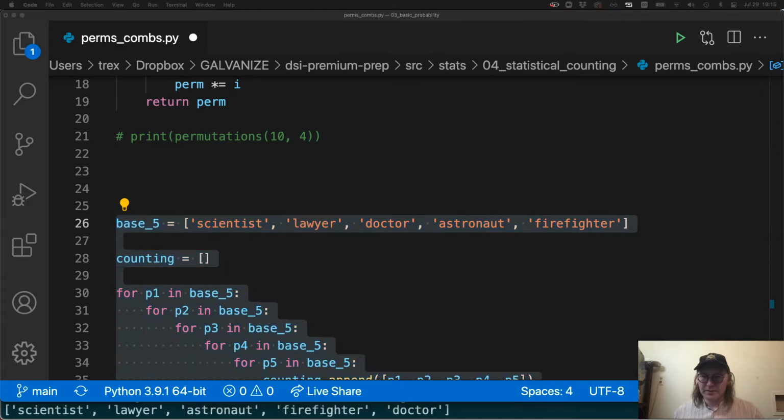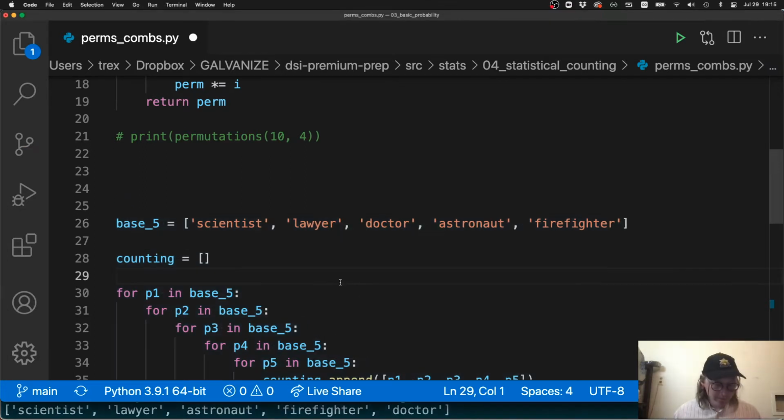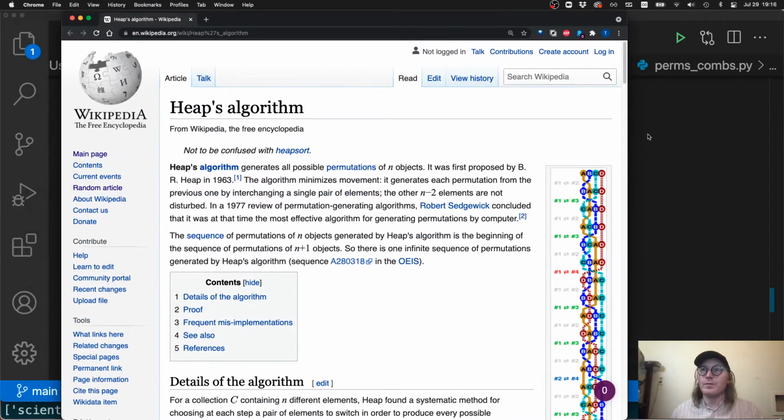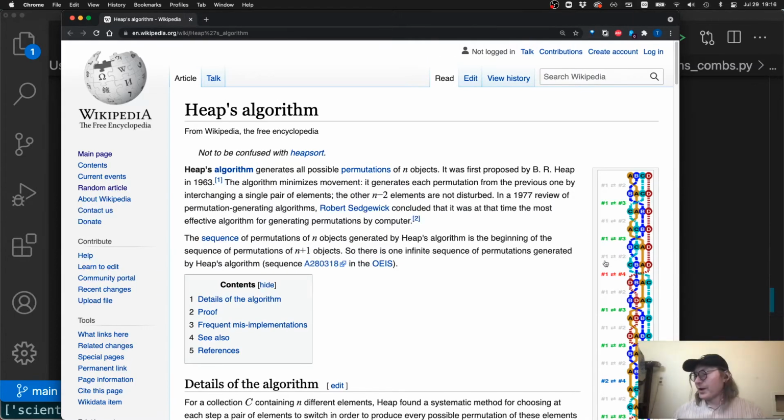So let me go ahead and I'll drop this in the Slack as something to play around with. And I'm going to kind of introduce Heaps Algorithm. And again, just to be very clear, you do not need to know Heaps Algorithm. You do not need to be able to implement Heaps Algorithm at this point. But I want to give you sort of a look into this world.